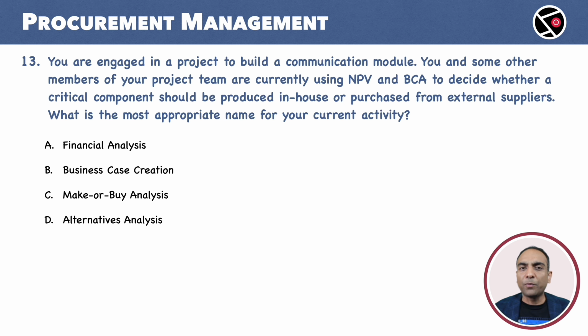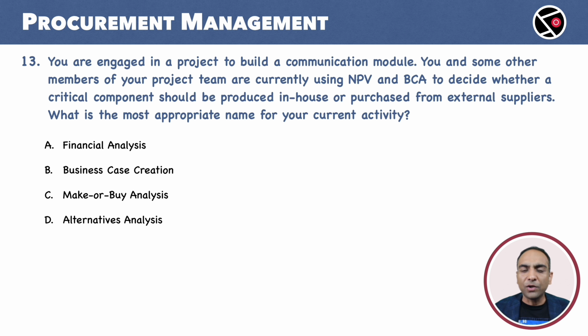You are engaged in a project to build a communication module. You and some other members of your project team are currently using NPV and BCA to decide whether a critical component should be produced in-house or purchased from external suppliers. What is the most appropriate name for your current activity?